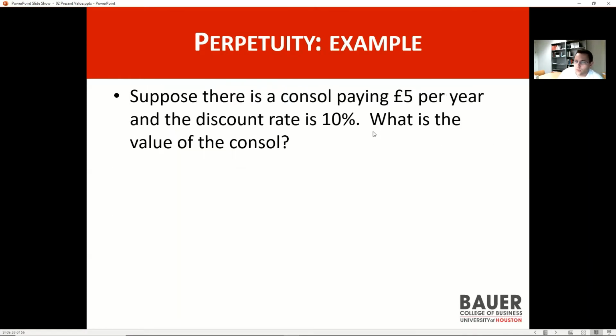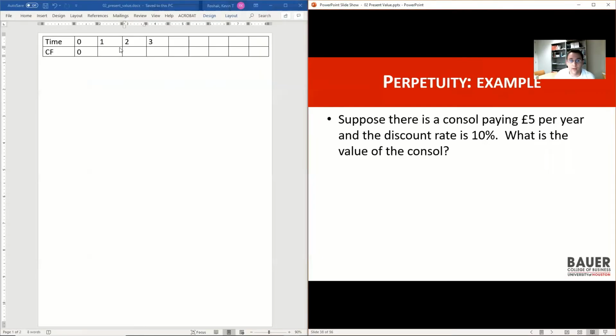So we can do a quick example here. Suppose you have a console that's a perpetuity. It pays £5 per year, and the discount rate is 10%. What is the value of the console? Well, we'll go back over to our document, draw out this timeline, time 0, 1, 2, 3, skip a few, 99, skip a few more, forever and ever. We've got all these cash flows.